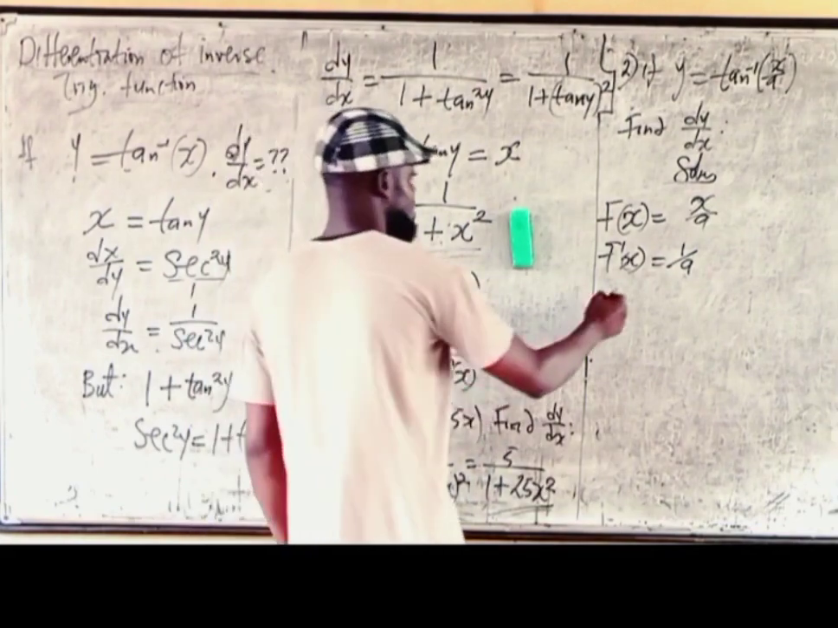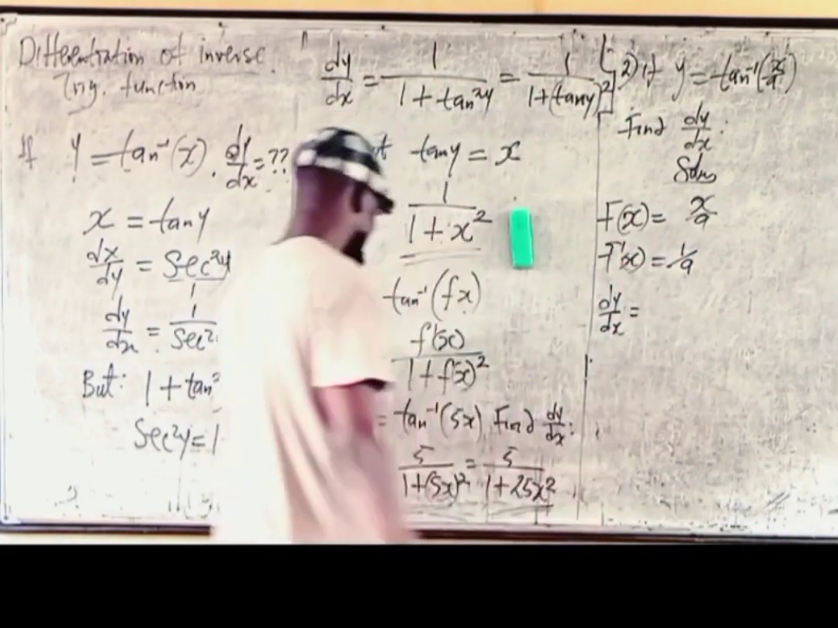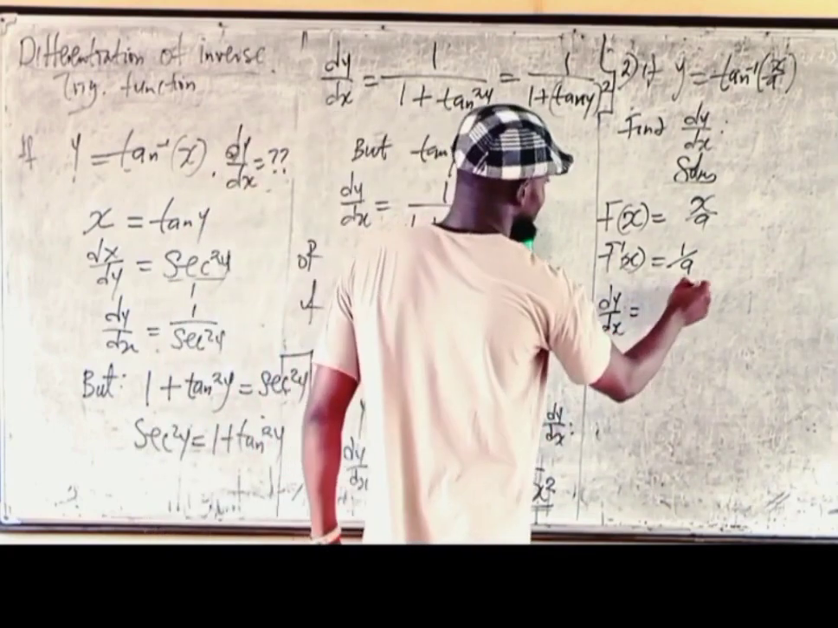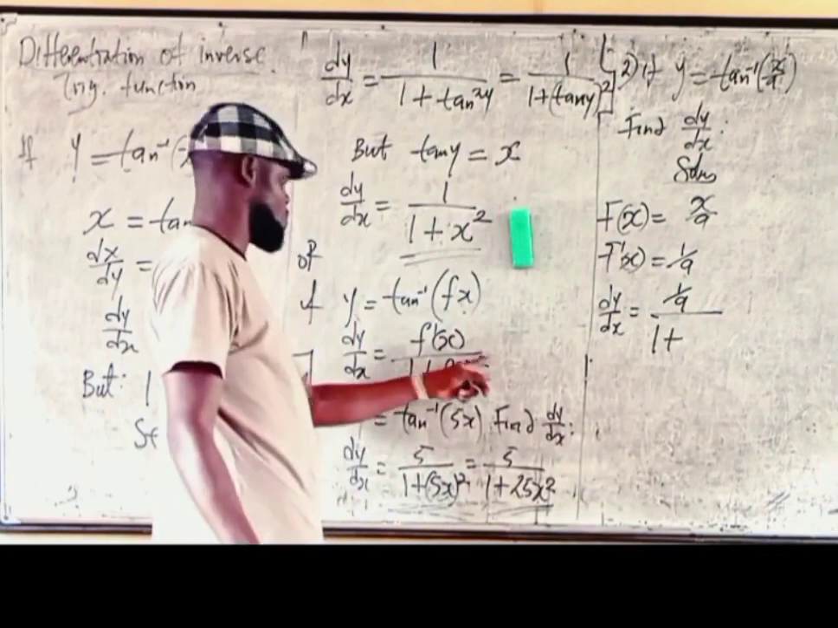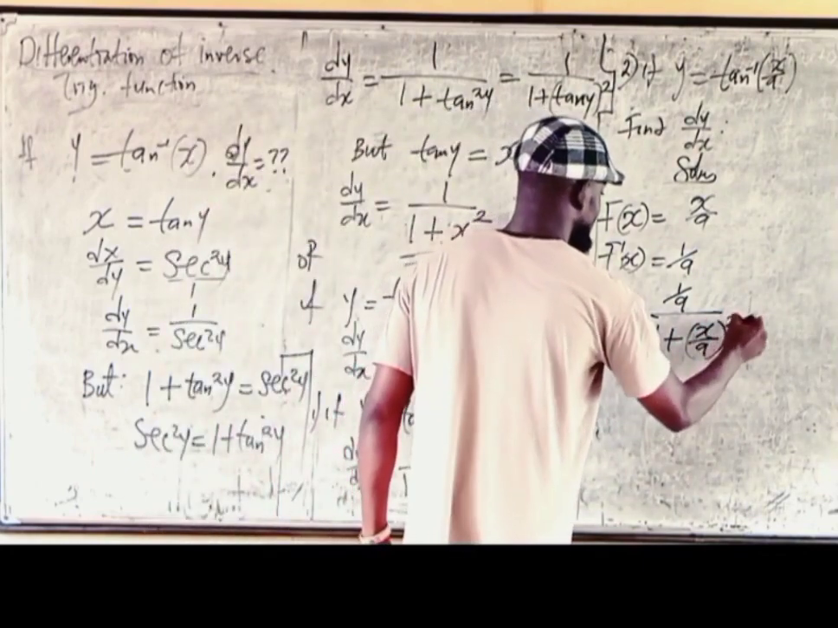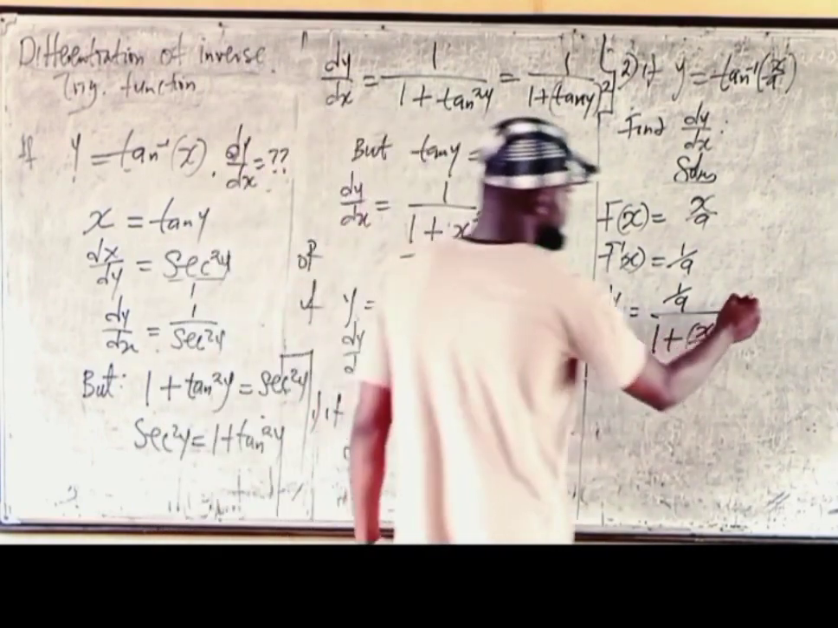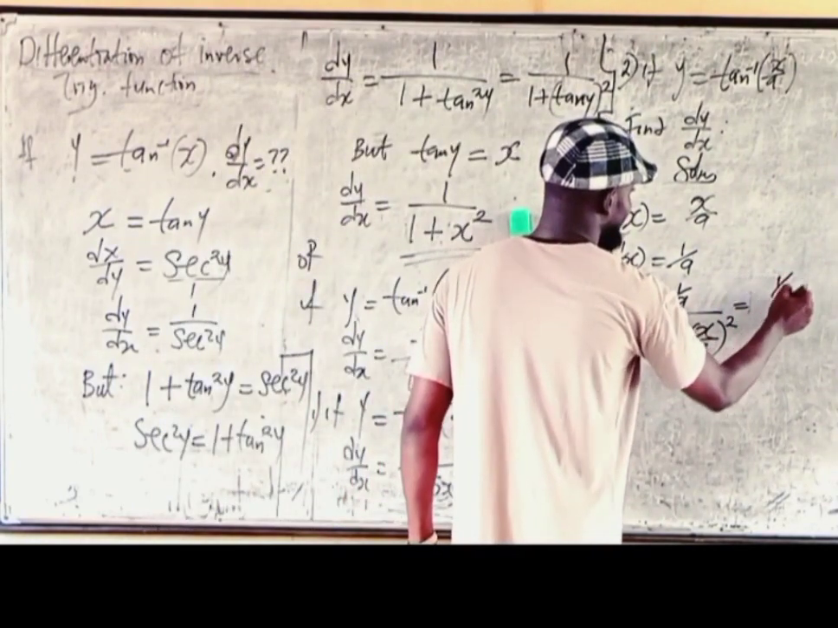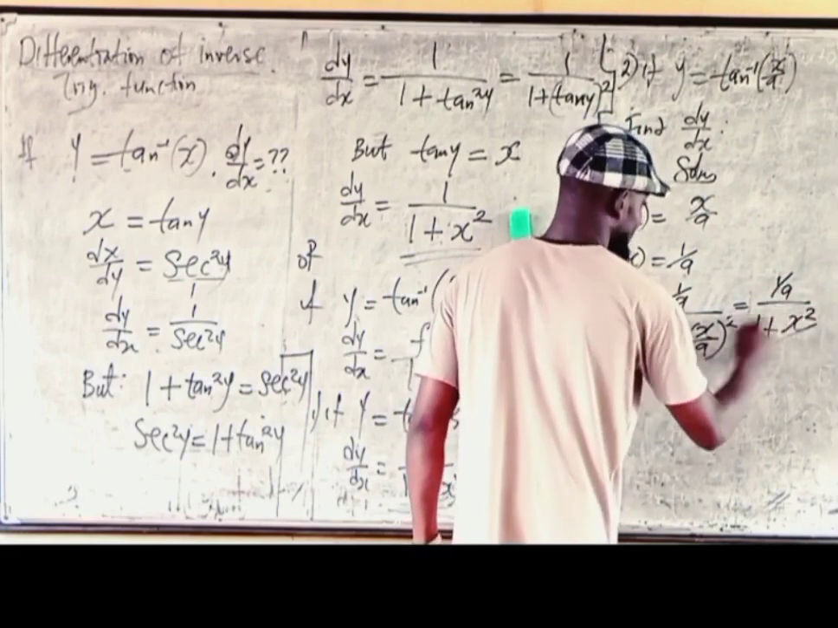The next, dy over dx will be equal to the f prime of x, which is 1 over a, over 1 plus f of x squared. What is f of x? x over a, then you square it. That's what we're going to be having. So that we'll be having 1 over a over 1 plus x squared, x power 2 is x squared, a power 2 is a squared.